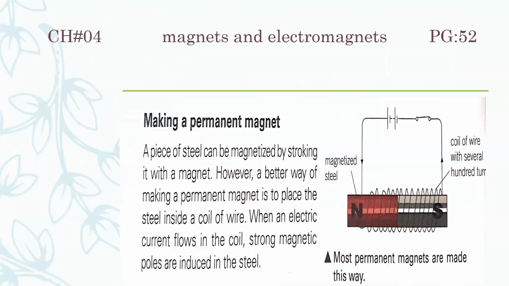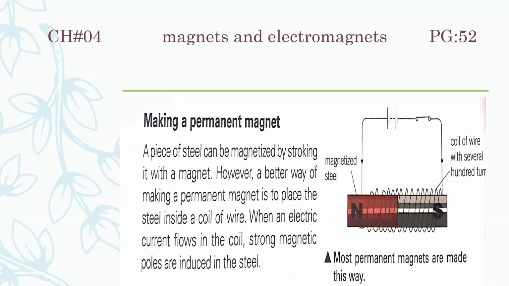How do you make a permanent magnet? If you want to make a magnet, a piece of steel can be magnetized by stroking it with a bar magnet. What happens? All the atoms or molecules in the steel are aligned, and the steel becomes a magnet. But a better way of making a permanent magnet is to place the steel inside a coil of wire.